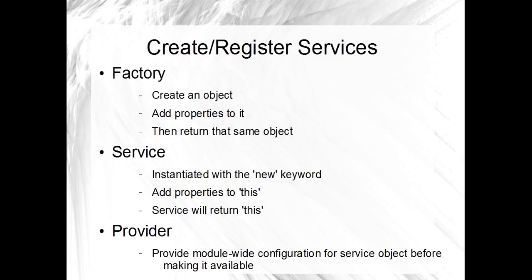So we shall quickly go through different ways of how to create and register our own services. The first approach is using the factory method. This approach is the most popular way to create and configure a service. In this approach, you would just create an object, add properties to it, and then return that same object. Then when you pass the factory into your controller, those properties on the returned object will now be available in that controller through your factory.